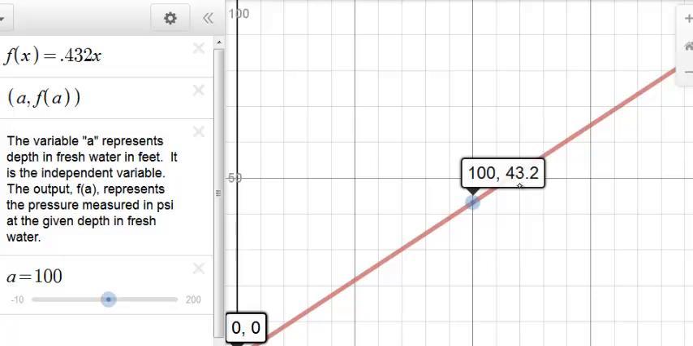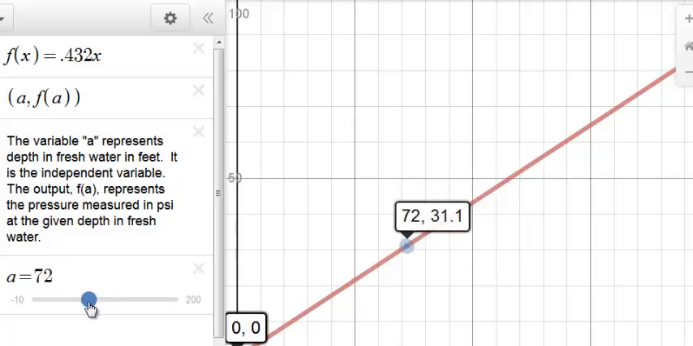Let's say I want to figure out the depth when the pressure is 30 psi. So now I need to change the y value so it's at about 30. Let's see if I can get it there. It's pretty close, so it's right about there. So my depth should be about 70. So let's go back and do that analytically and see if our answers agree.